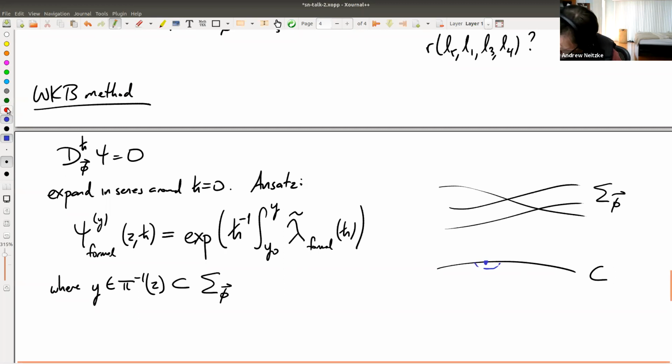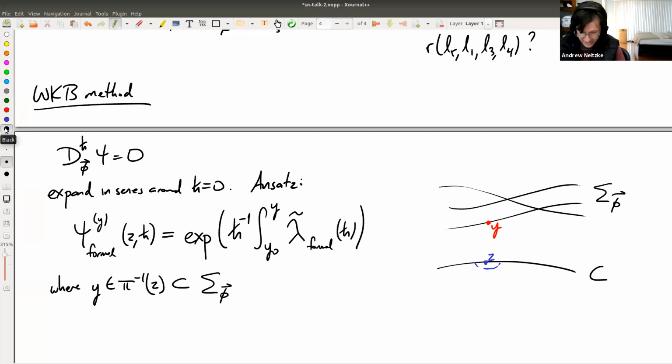And the way we're going to produce the solutions is by doing integrals, but not integrals on the curve. They're going to be integrals on the spectral curve. We're going to integrate a one form on the spectral curve. And so here's y, here's z. If this procedure is successful, the idea is we'll get n solutions corresponding to the n possible sheets of the spectral curve over our point.